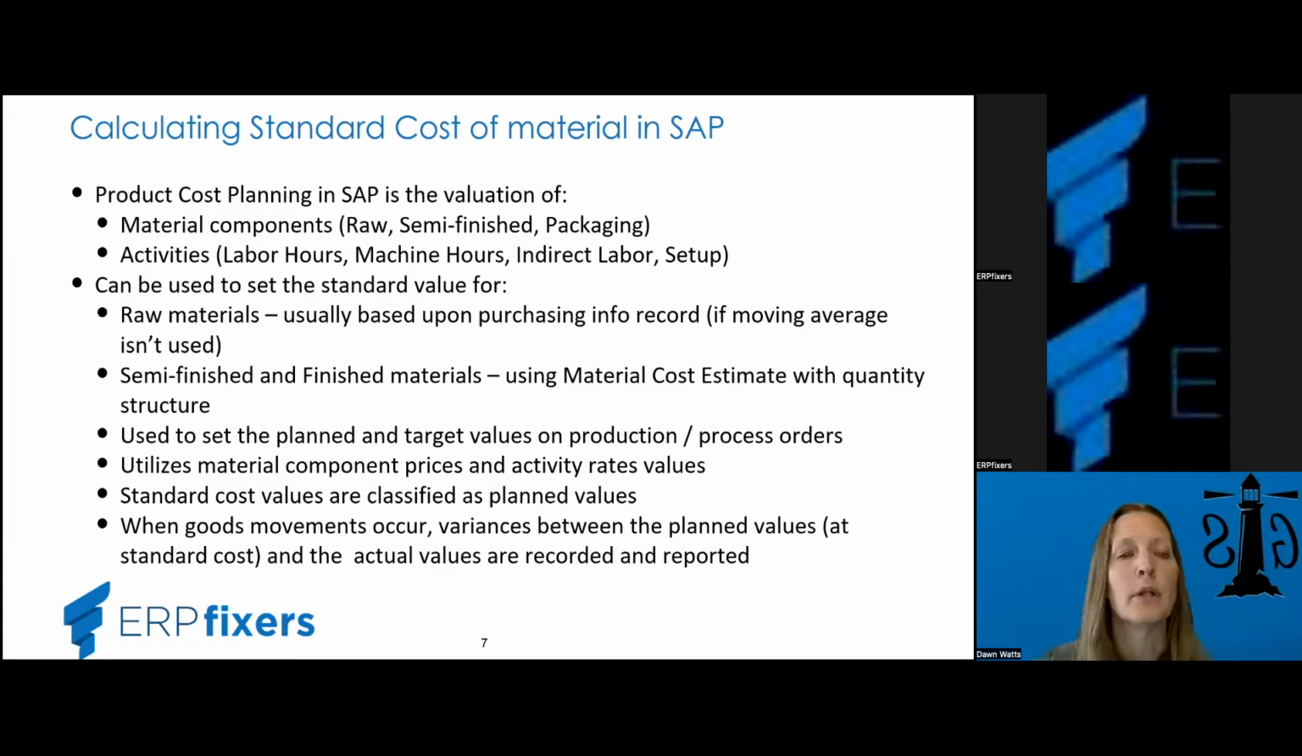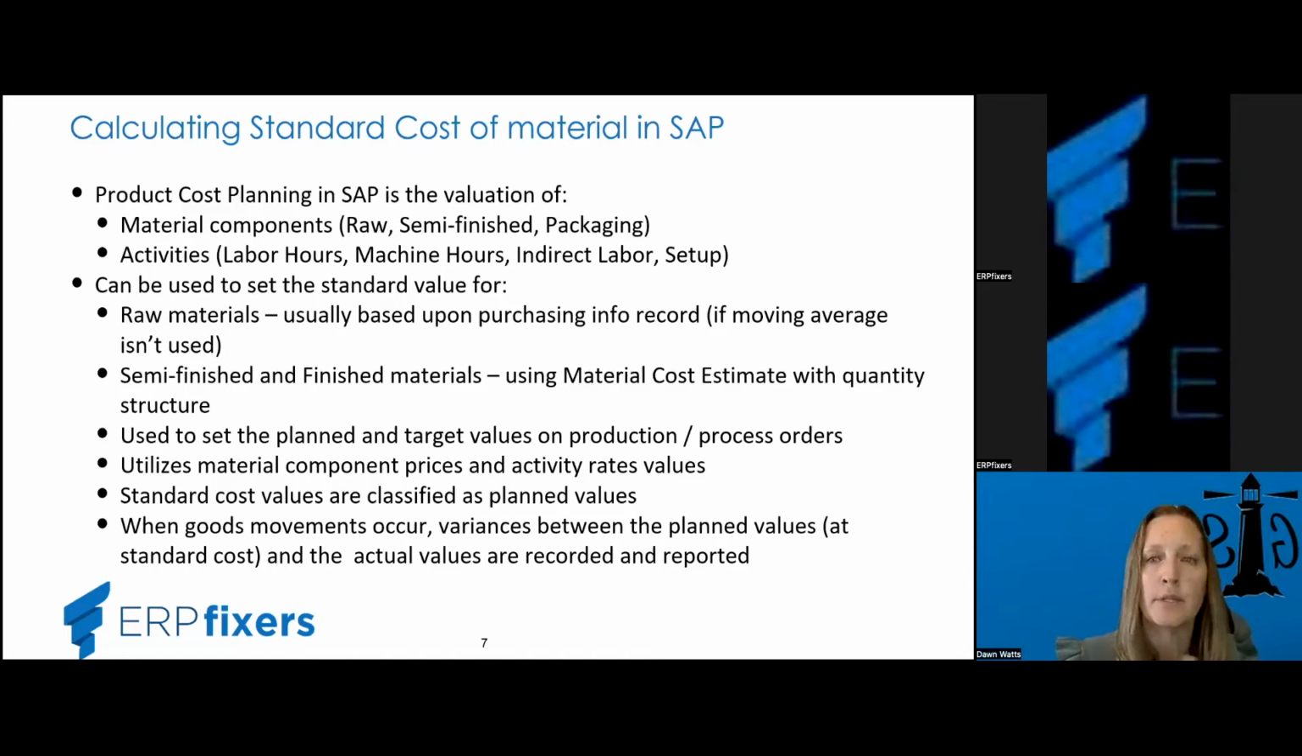The standard cost utilizes material component prices and activity rate values. So it brings in the price of those raw materials, and then those activity rates are added on top. And technically, standard cost values are classified as plan values. So if you're in SAP, you'll see a material cost estimate. That term estimate is really to say that this is the best estimate that we have for the cost of this material. And then when goods movements occur, that standard cost is used to value those goods movements.